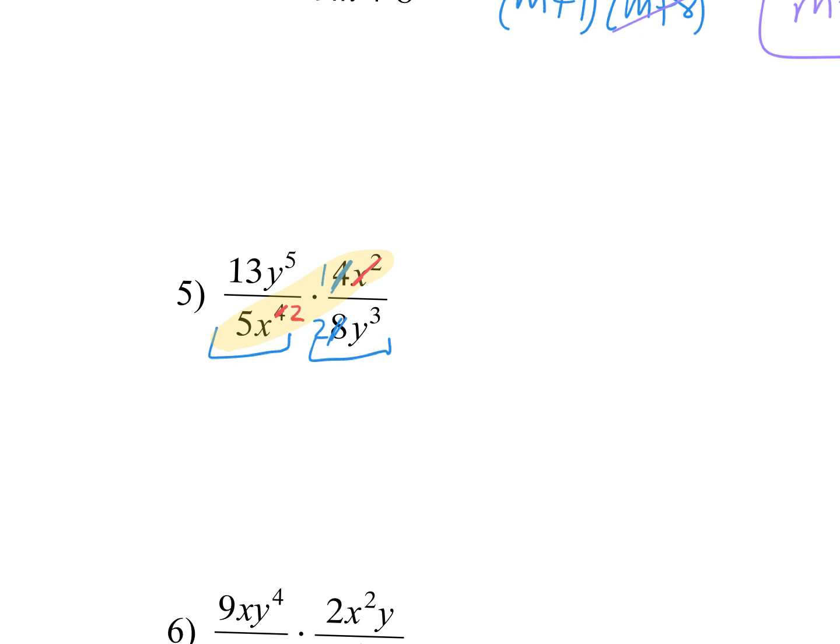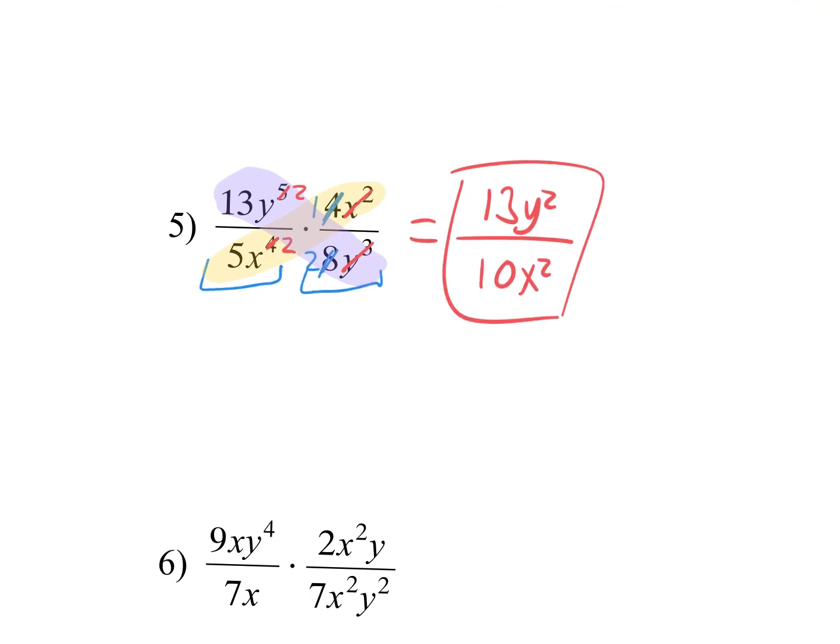All right, and then here we can also cross cancel. Between 13 and 2, nothing cancels. But between y to the 5th and y to the 3rd, you can take out 3 y's from the bottom, 3 y's from the top, you're left with 2 y's on the top. So then you just multiply straight across. 13 times y squared times 1 is just 13y squared over 5 times x squared times 2 is going to be 10x squared. All right.